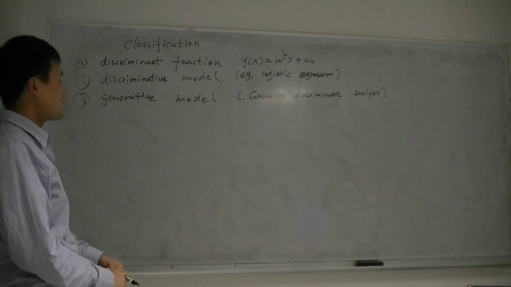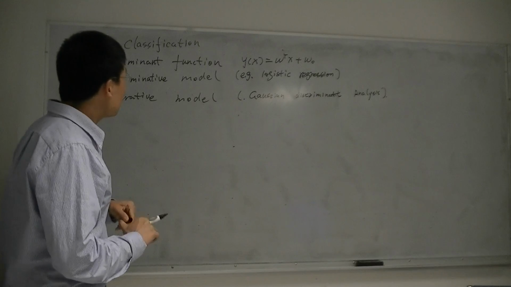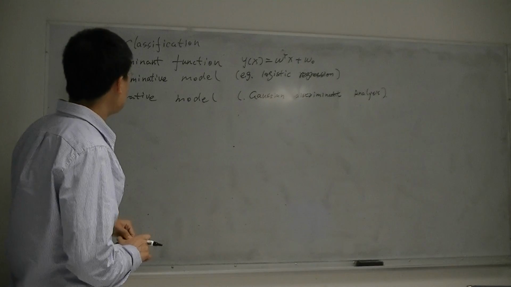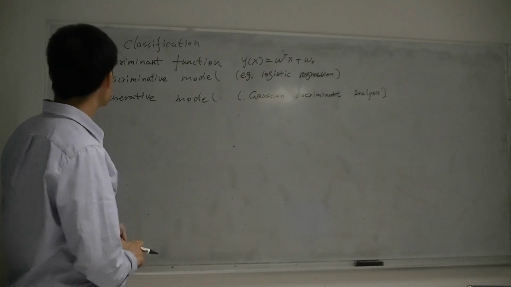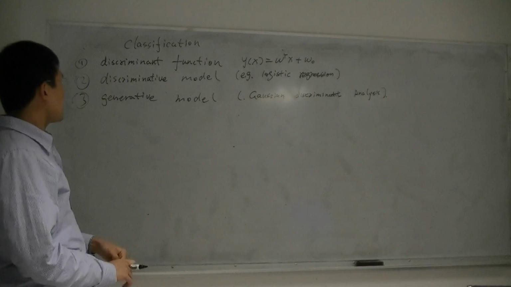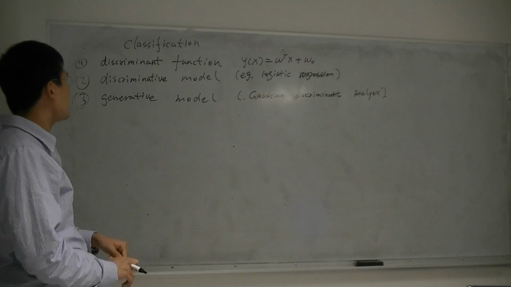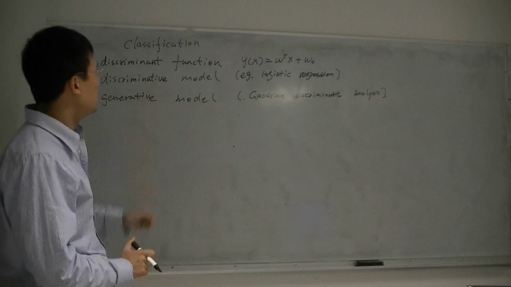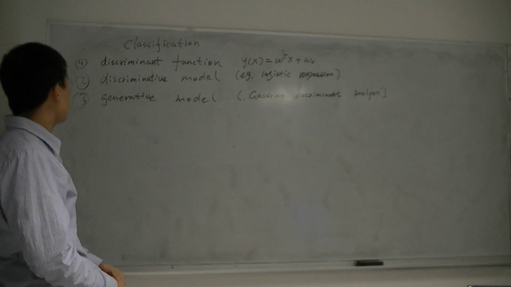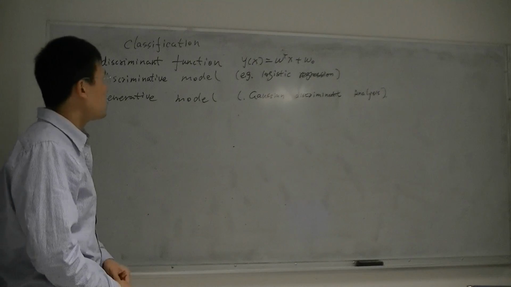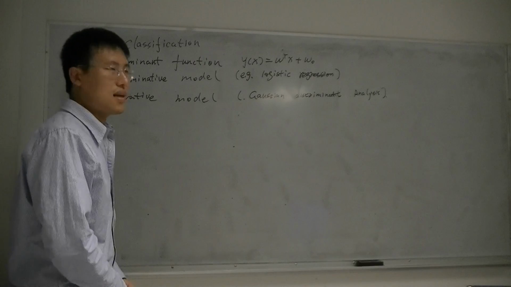I was going to talk to you about classification. In my previous presentation, I talked about two methods for classification. The first one is a discriminant function for classification, and the second one is a discriminative model for classification, such as logistic regression. And today I will talk about the third method, generative models for classification, such as Gaussian discriminant analysis.